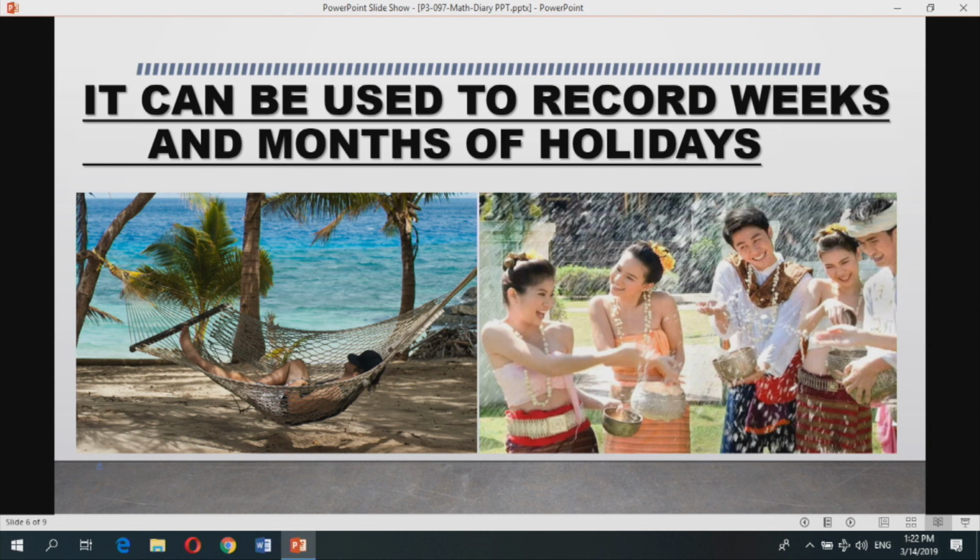And one very important holiday in Thailand is Songkran. When is Songkran? In April. How do I know? Because I write in my diary. April, Thai Water Festival, Songkran. So now I know when it will come because I write it in my diary.